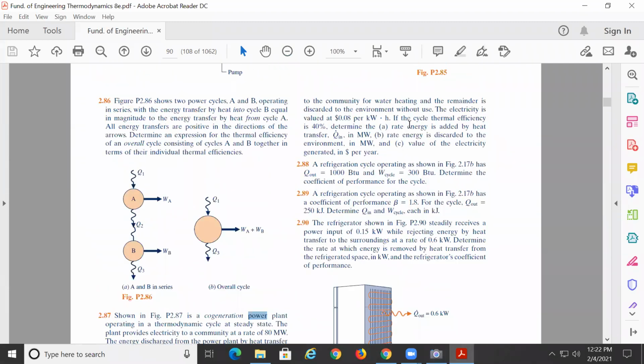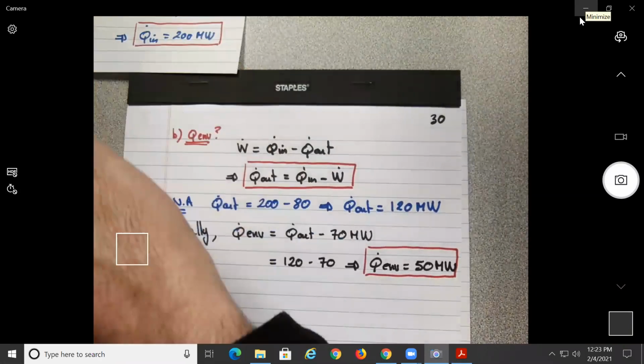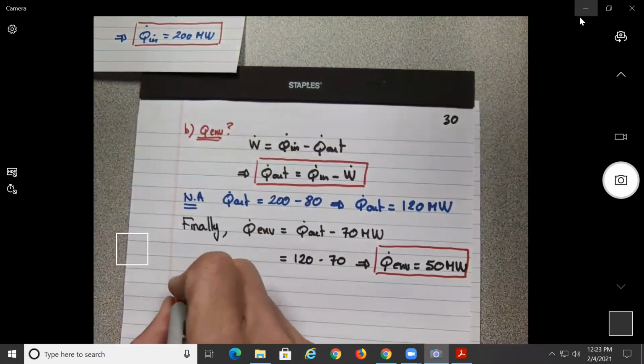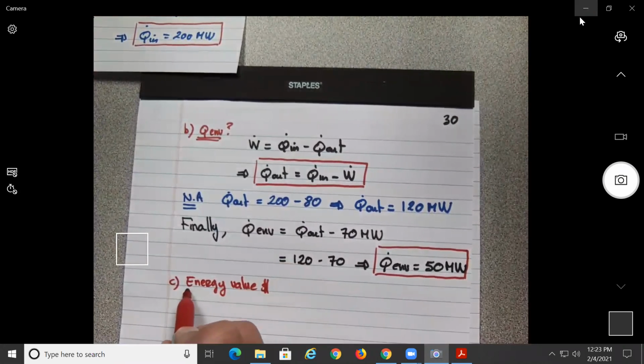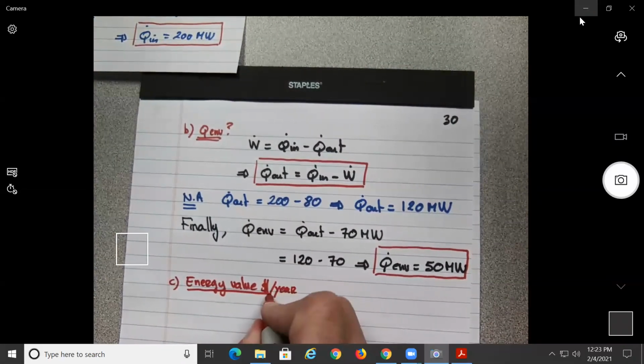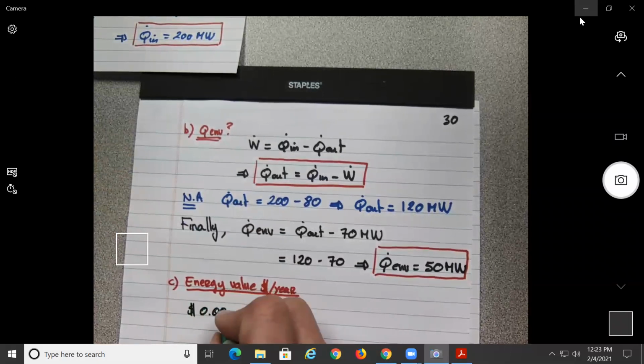So for the last part, the electricity is valued at 8 cents per kilowatt hour. The value of the electricity generated per year. So for C, let's say energy value in dollars per year, I think, no? They ask you. Okay, and what do we know? We know that the charge is 0.08 per kilowatt hour.